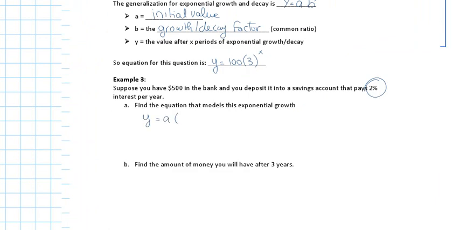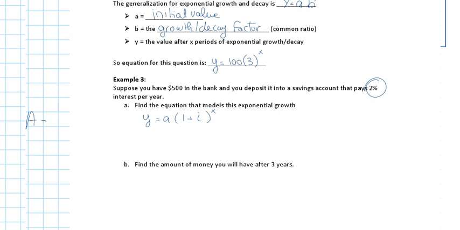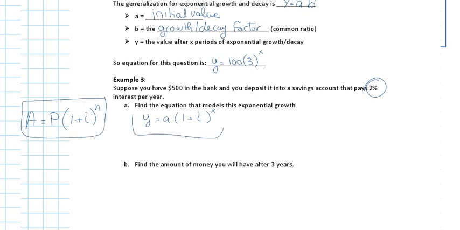Now some formulas could use a for y, p for a, 1 plus i to the power of n. If it's looking like this or like this, they're the same thing. They just use different letters. P is their principal, A is their amount. The letters don't make any difference as long as the position where they are, that's what makes a difference.